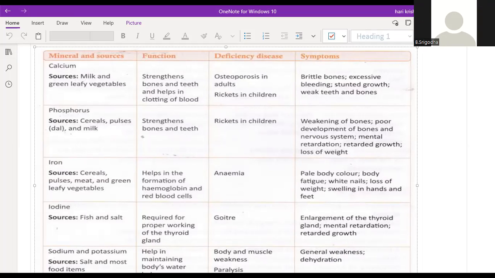Weakening of bones, poor development of bones and nervous system, mental retardation, retarded growth, loss of weight. Yes, right. So the source, you know already: cereals, pulses, and milk. That is phosphorus. The next one: strengthens bones and the teeth. Fine.